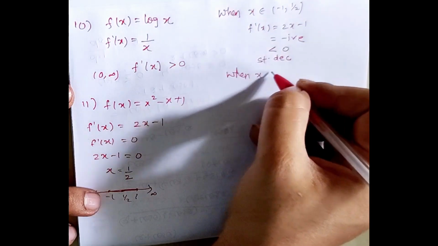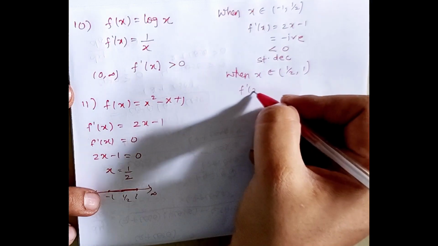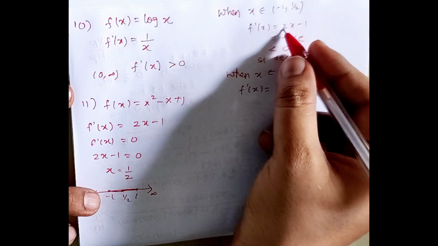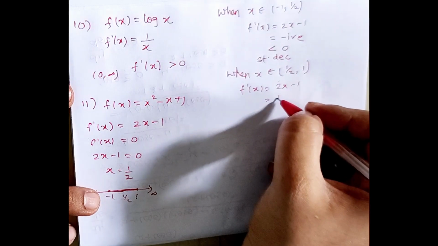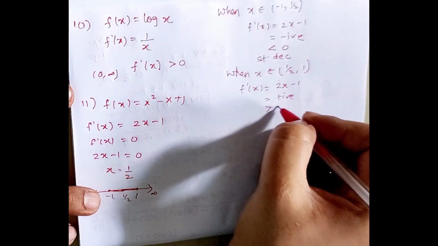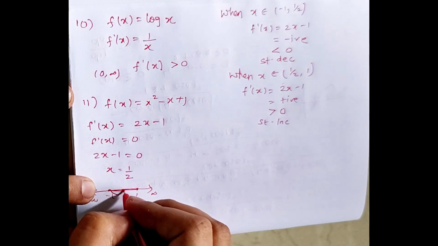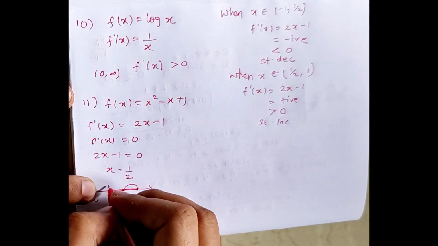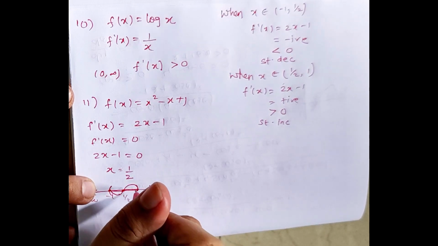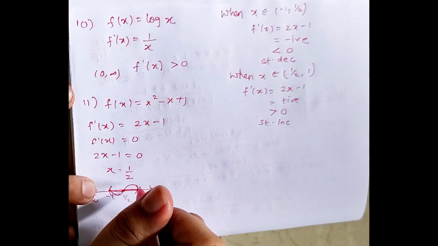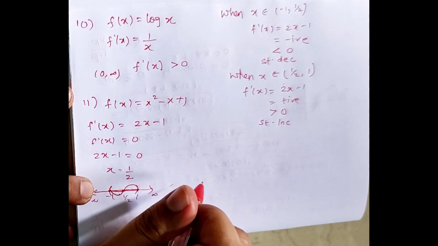So when we take the next interval 1 by 2, 1, the values are positive. So f dash of x is equal to 2 into positive. So definitely this will be the greater number, isn't it? So the greater number is positive, the smaller number is negative. We get the positive sign. That is greater than 0. That is strictly increasing. So for this we get strictly decreasing, and here it is strictly increasing. So within this minus 1 to 1, we have both increasing and decreasing. We cannot conclude anything. So the function is neither increasing nor decreasing on this interval minus 1, 1.